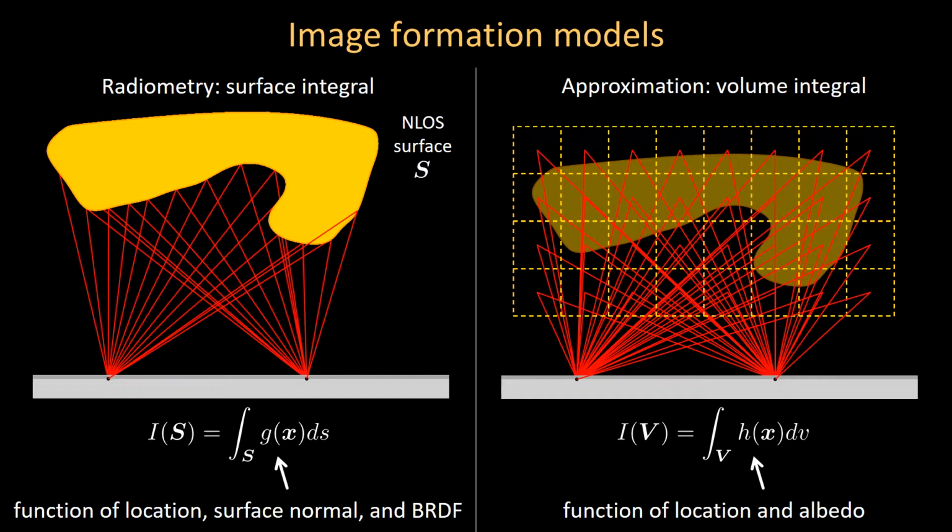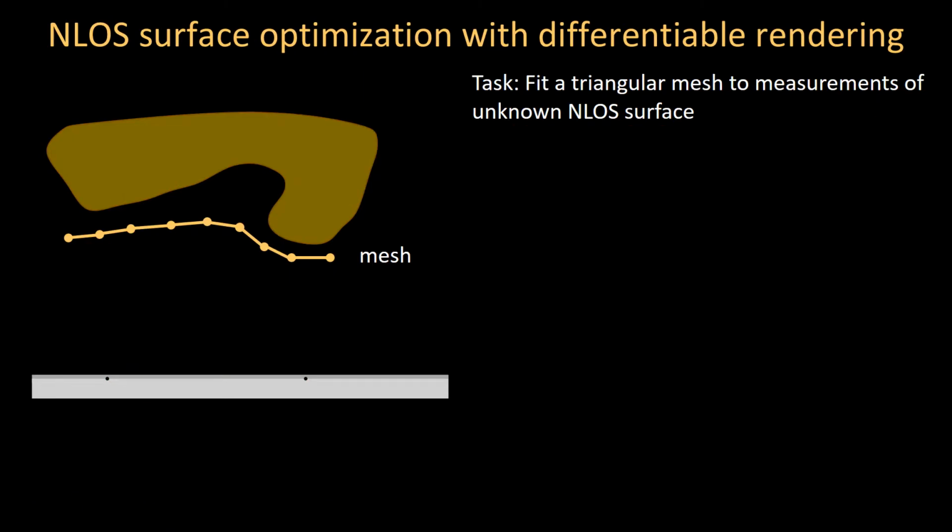In this work, we use the physically accurate radiometric model to develop an optimization framework for directly recovering the non-line of sight surface, as well as its reflectance. We focus here on surface recovery and show more details about reflectance in the paper. We use a triangular mesh to represent the non-line of sight surface. Our goal then is to find a mesh that can be used to reproduce our transient measurements.